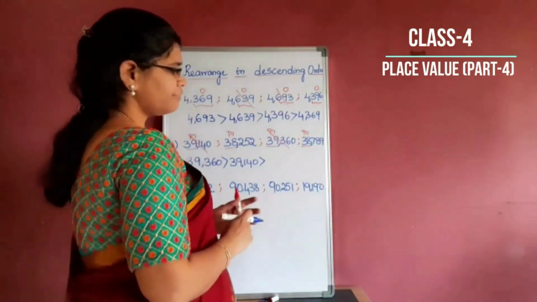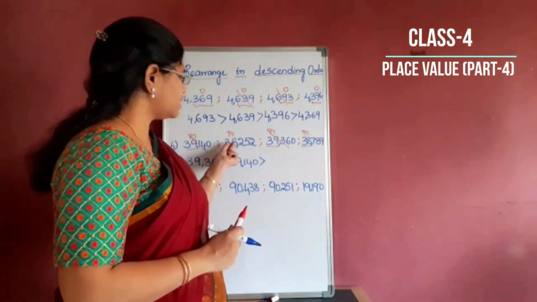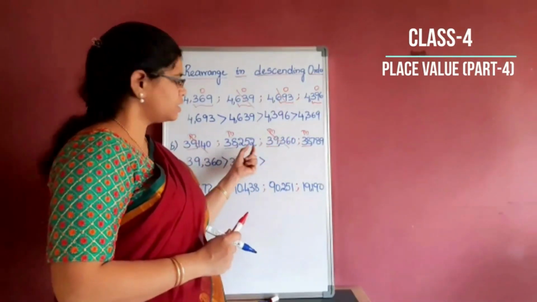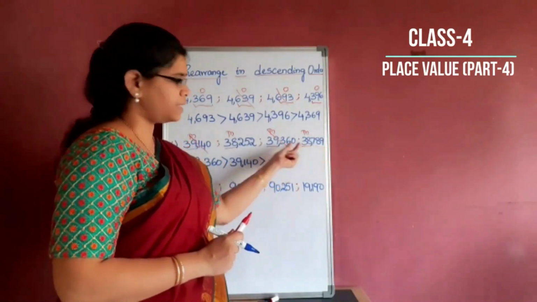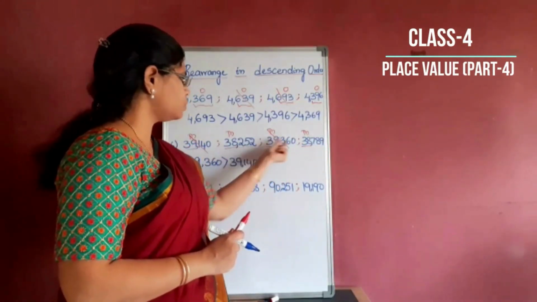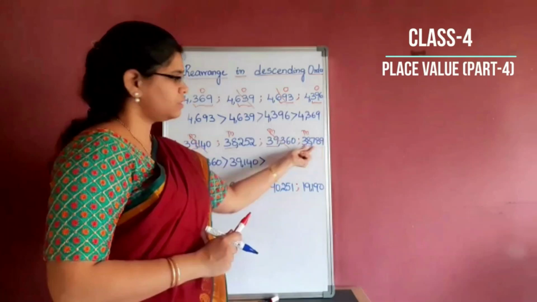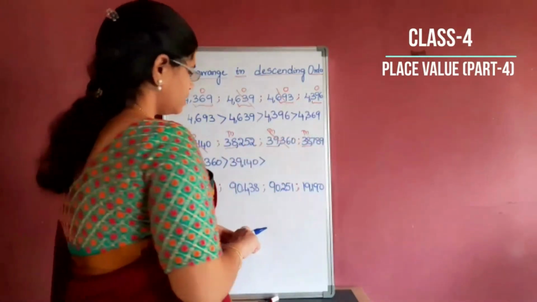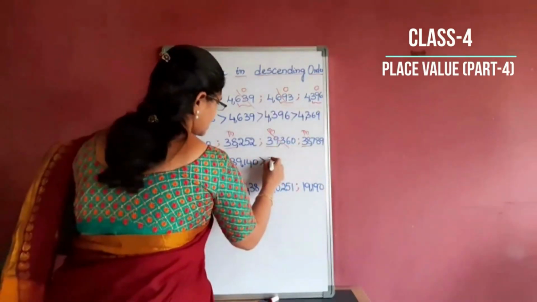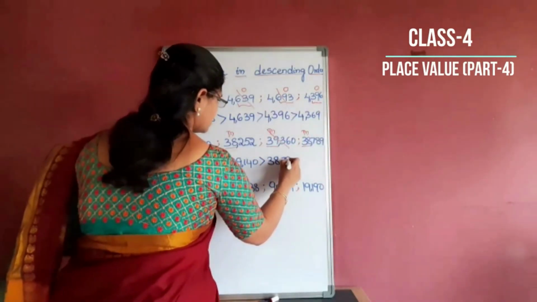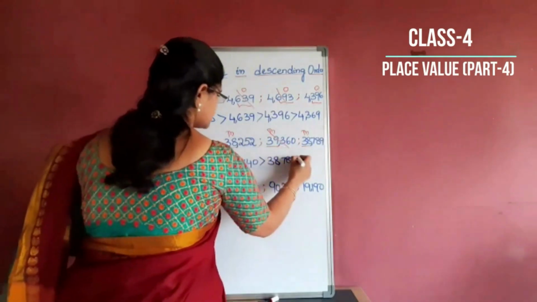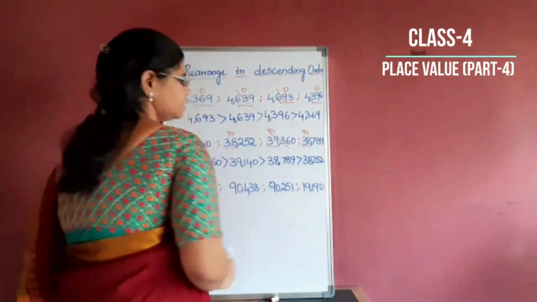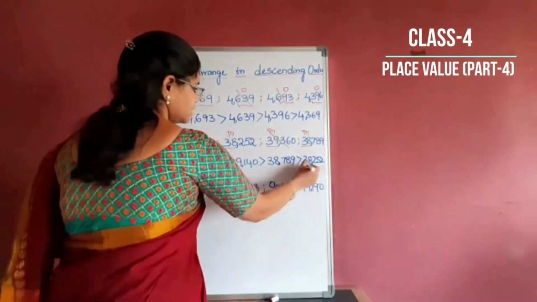Now we are left with numbers which are 38 in the thousands period. Both are having 38 in the thousands period. So let us compare the ones period. This is 252. This is 789. Which is greater, 700 or 200? 700. So this comes next as 38,789 and this comes at the last place as 38,252. Now let us see the last sum.